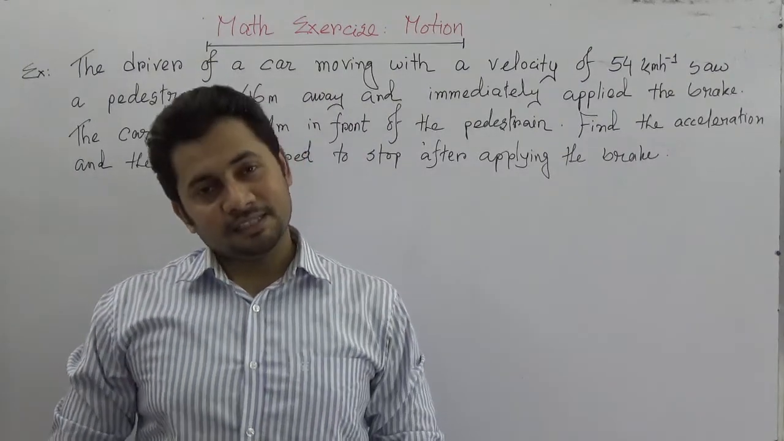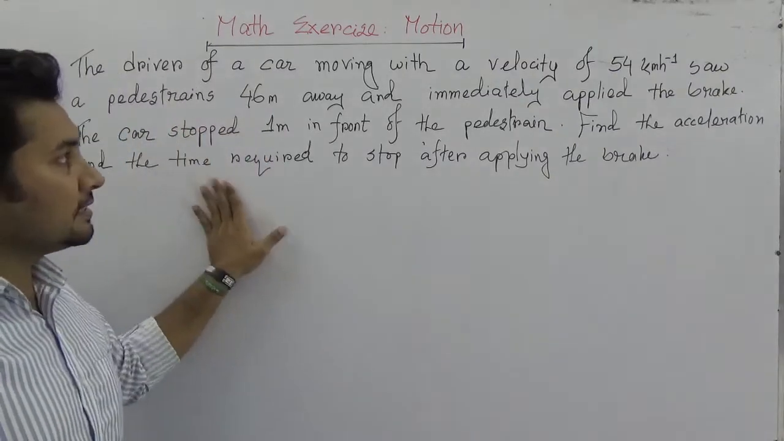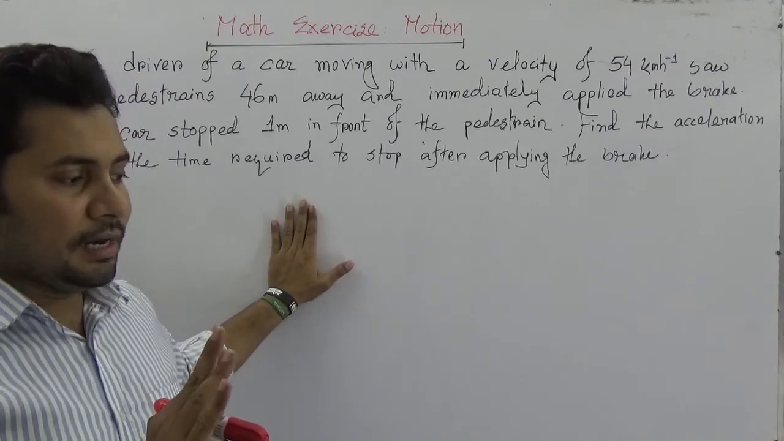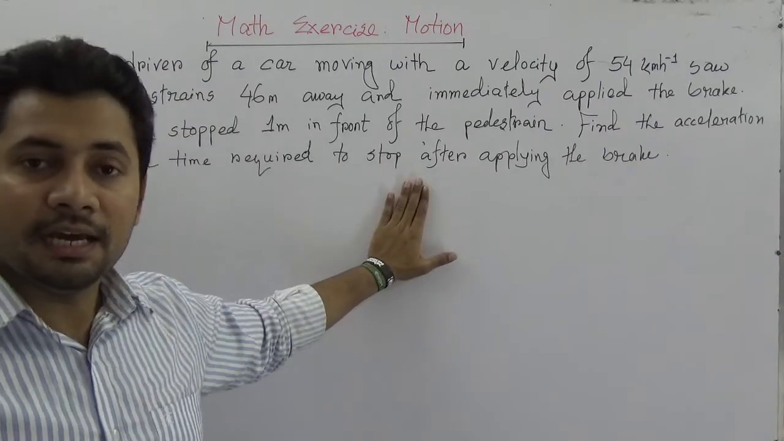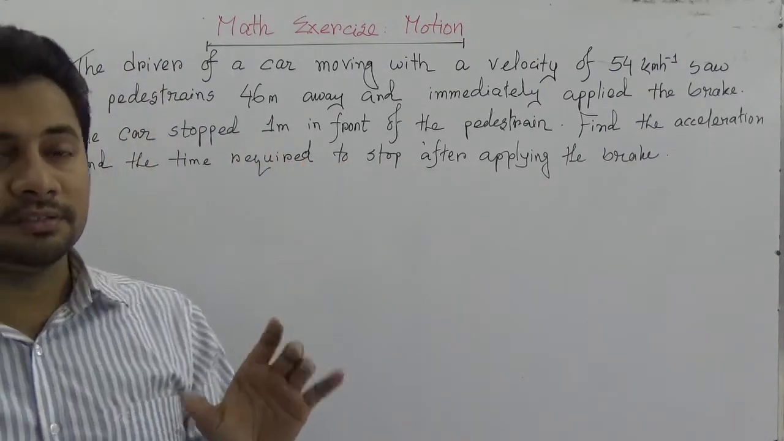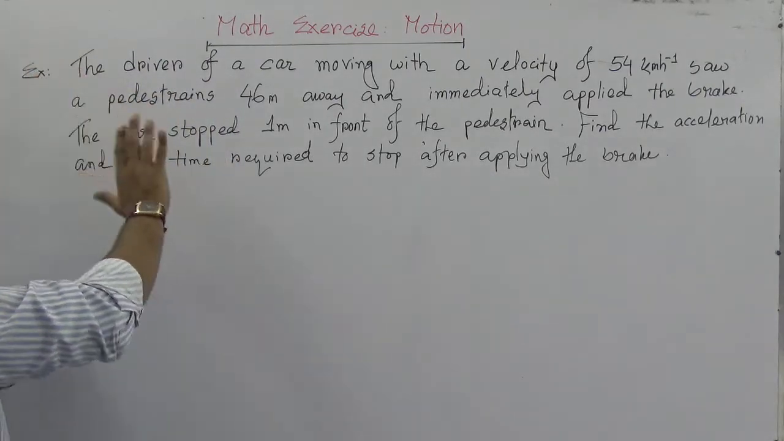In this class, I shall explain a simple type of question related to the physics chapter 1, motion. I already uploaded some series of classes about this sort of question, and this mathematical question is very common on your question paper. So what is written here?